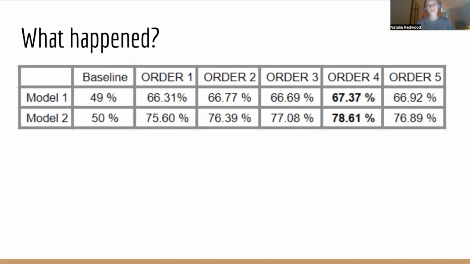The baseline models which we used achieved only about 50% accuracy in predicting the class. Our corresponding models, which were the same save the variation in data ordering, performed much better. The first model achieved a maximum accuracy of 67.37% when trained on data ordered to mimic curriculum learning. Model 2 performed its best when trained on the same data ordering, with an accuracy of 78.61%.